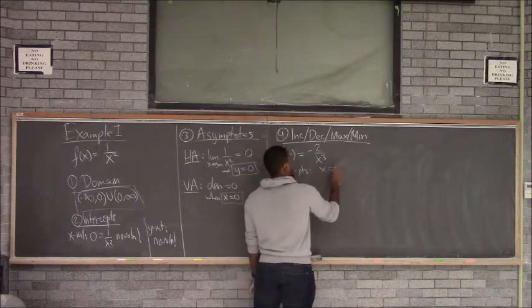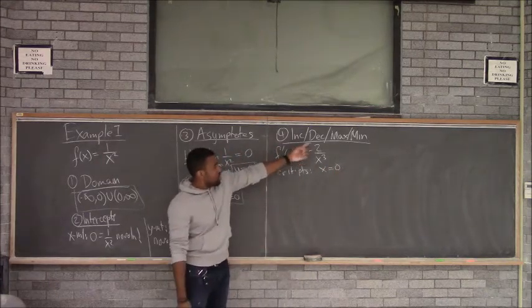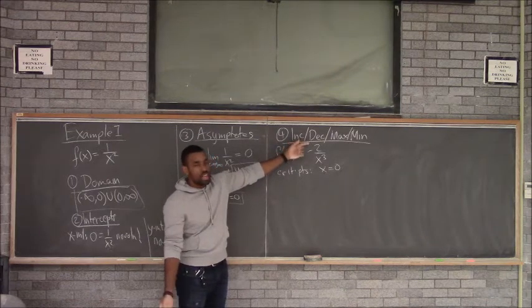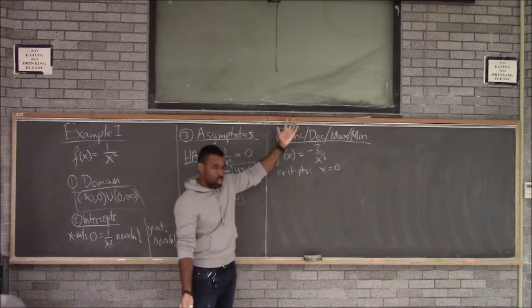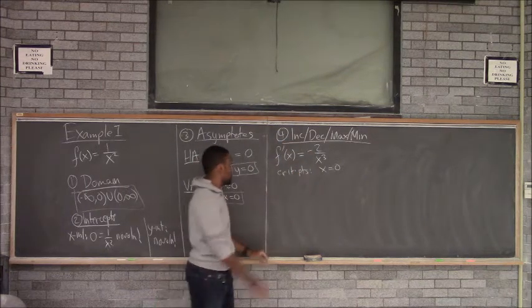X equals 0, right? Critical points is when the derivative is 0 or undefined. This is a fraction where the numerator is minus 2. It's never going to be 0. So there's no solution for that. However, it is undefined when x equals 0, so x equals 0 is the only critical point.